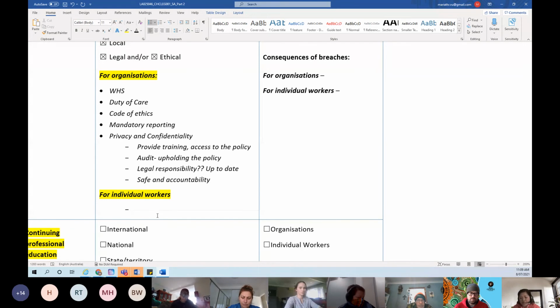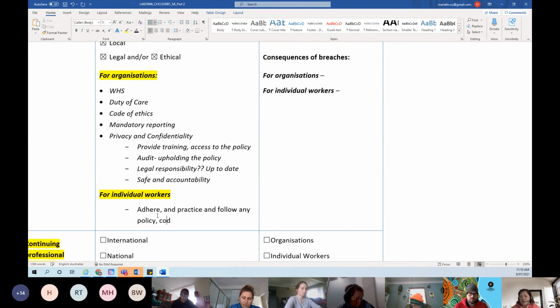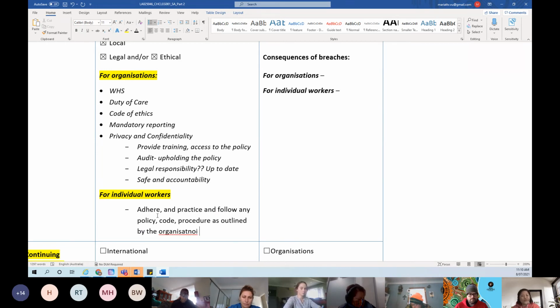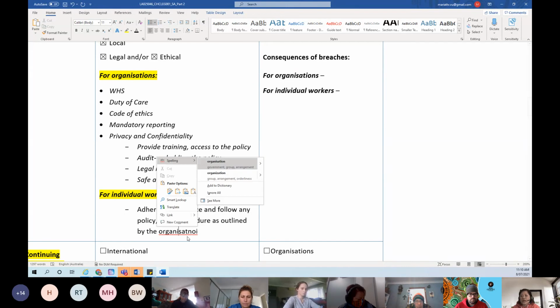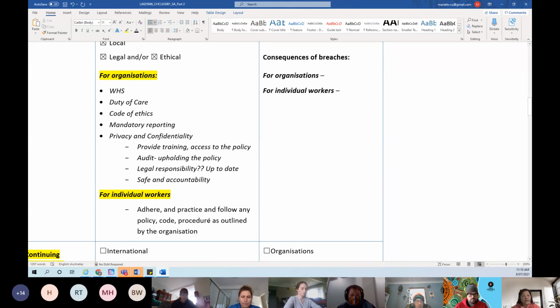It is our responsibility to adhere, okay, and practice and follow any code, any policy, procedure as outlined by the organisation. That's your job as an employee, as an individual. Short and sharp. It's all you need to write. It's my job to adhere, to practice, to follow any code, procedures as outlined by the organisation because I'm an employee there. Does that make sense, team?